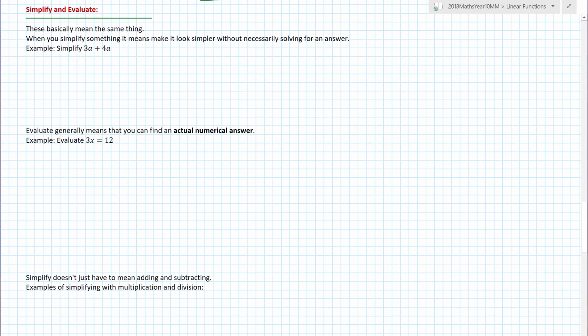Difference between simplify and evaluate. Basically, simplify means collecting like terms. Simplify, exactly as the wording says, make things look simpler, but not necessarily find a final answer. As in, if we look here, simplify 3a plus 4a, hopefully all of you now know that's 7a. Can I then use that information to go on and find a? No, we don't know what a is because they haven't given me an equation. Congratulations. This is just an expression.